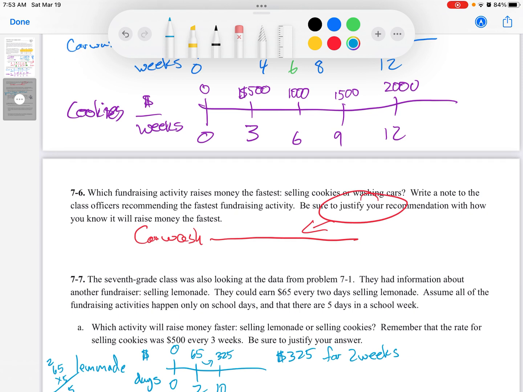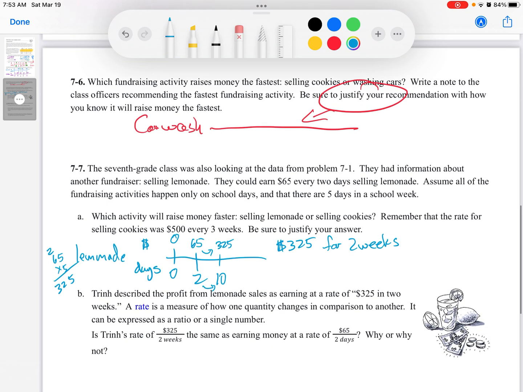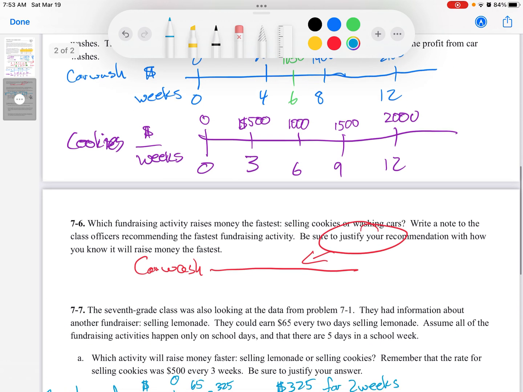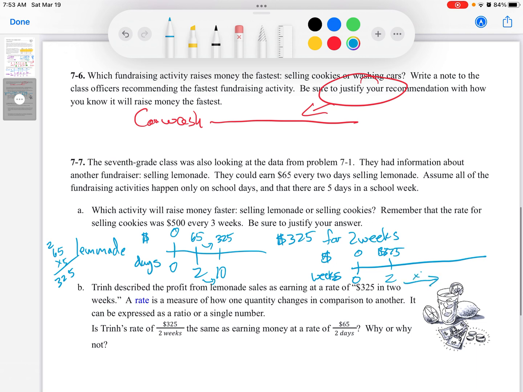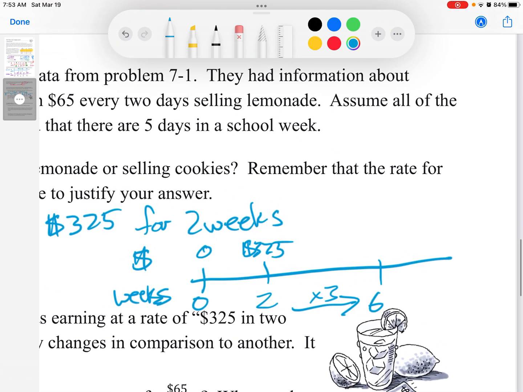All right, so now that I know that cookies, and I'm looking up above here in the purple, is for 6 weeks, it's $1,000. Now I can do a new rate, and my new rate will be dollars for weeks. Weeks, so that's 0, 0. But now what I'm going to do is 2 weeks is 325. What I'll do is I'll figure out, based on my purple there, what it is for 6. So I would multiply by 3 to get to 6 weeks. So I'm going to take that 325, and I'm going to multiply that also by 3, right?